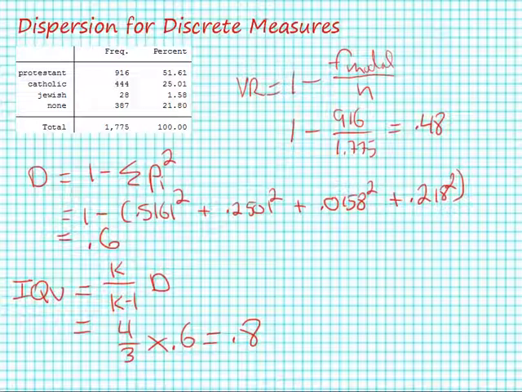I'm going to show you how to do these in a spreadsheet a little bit later. This is certainly simple enough to do by hand, but these are the kinds of things where using a spreadsheet as a big calculator can be quite helpful.